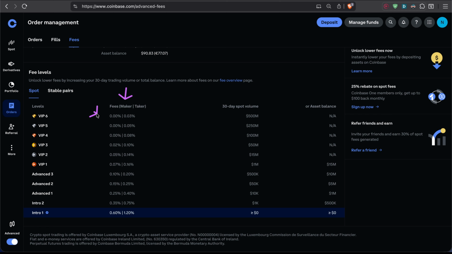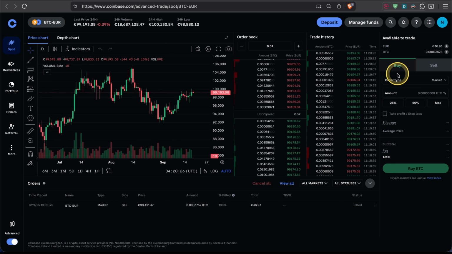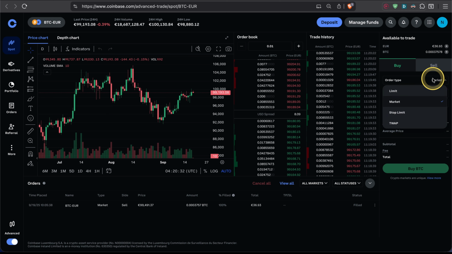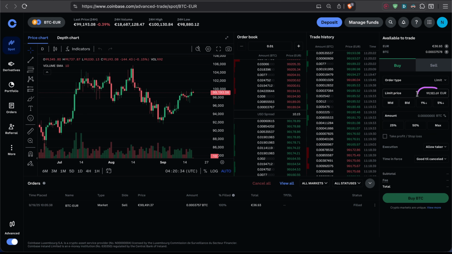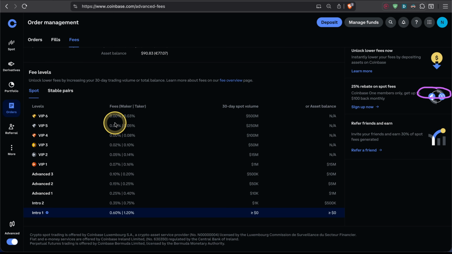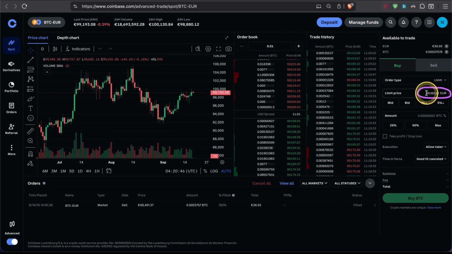The maker fee, which is always visible on the left right here, always applies whenever you're using a limit order. So that counts for buy or sell, whichever you do. Right here, if you choose limit, you can set a certain price at which you want your order to be executed. And then you will have this lower fee that you can see on the left right here. The downside, of course, is that you need to type in a certain price and then maybe wait until your order will be executed. And it's also not a guaranteed execution. That's why the fees are lower.